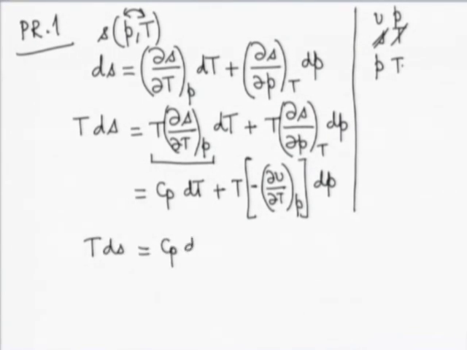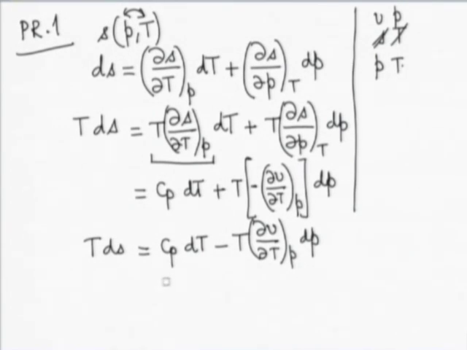TdS is Cp dT minus T partial of V with respect to T at constant P dP. And again notice, if you want you can divide this by T. So you get dS is Cp by T dT minus partial of V with respect to T at constant P dP.